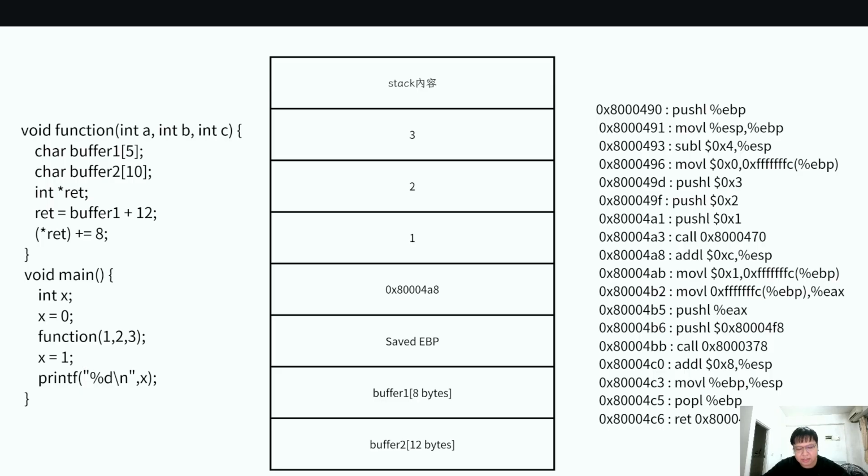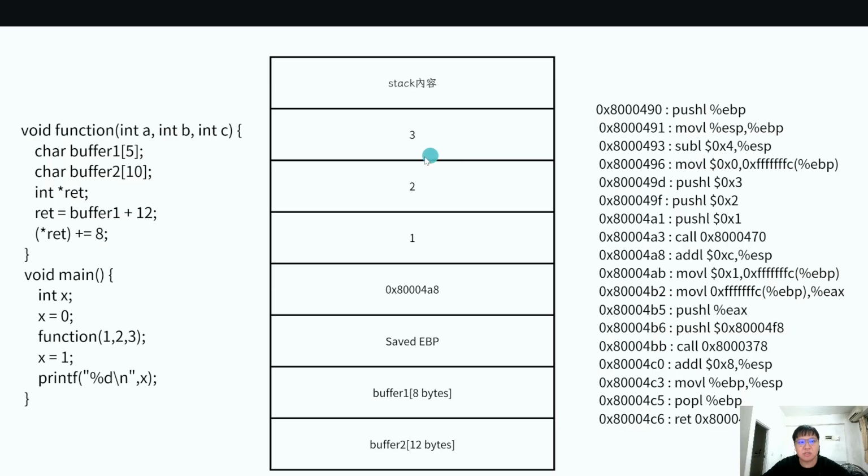Now let's see what the stack looks like inside the function. After the function block executes, push EBP, move ESP, and sub 0x4. The stack frame looks like this.